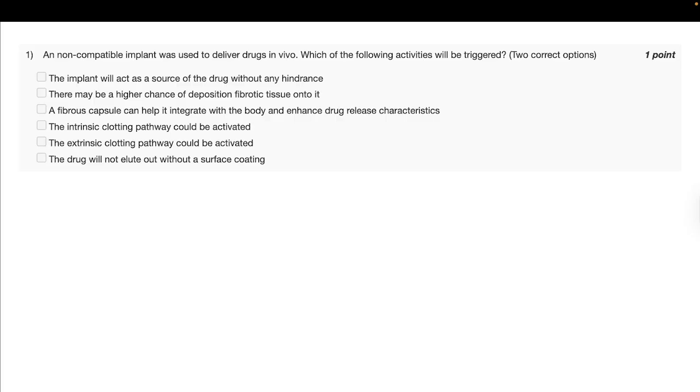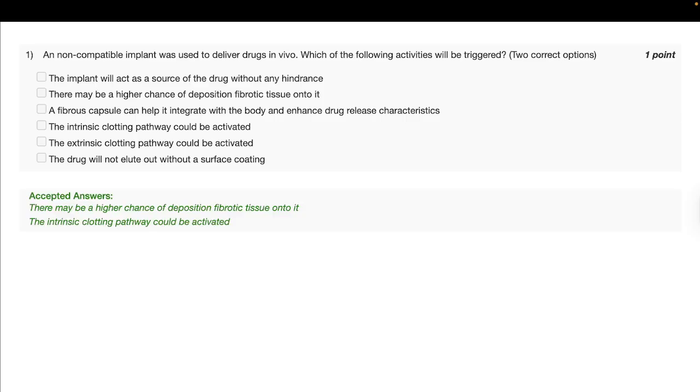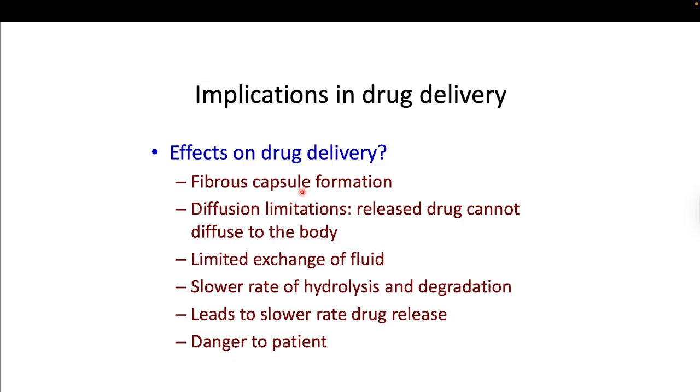All right, let's look at the answer then. The correct answer is, whoever answered in the chat box, you're correct. The correct answer is option 2 and 4. So that's what happens when a non-compatible implant is put to deliver drugs in vivo, right? So first of all, what could happen? There could be fibrosis happening.